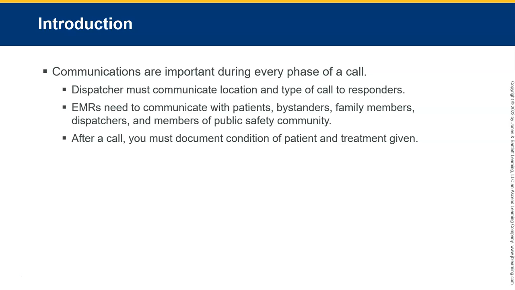So, the dispatcher must communicate location and the type of call to the designated responder, so we know where we're going, we know what we're going to, we might know to pay attention to this or look for that. Lots and lots of specialized information is possible. EMRs also need to communicate with patients and bystanders, family members, dispatchers, and other members of the public safety community. So we need to be able to talk with each other, to understand.